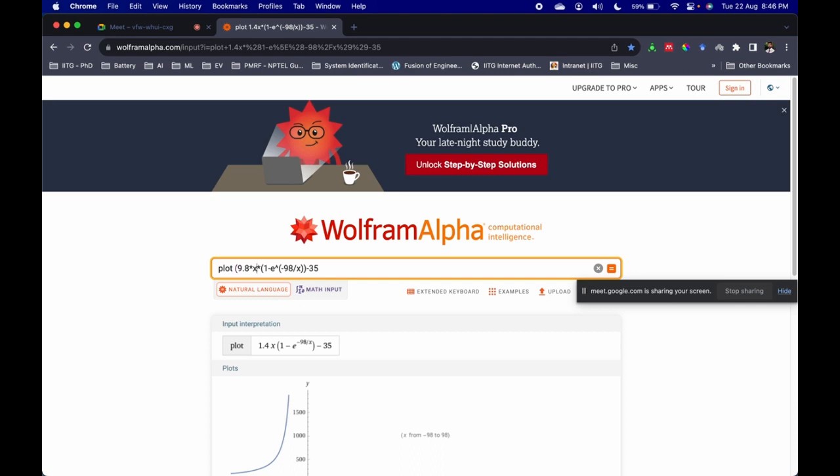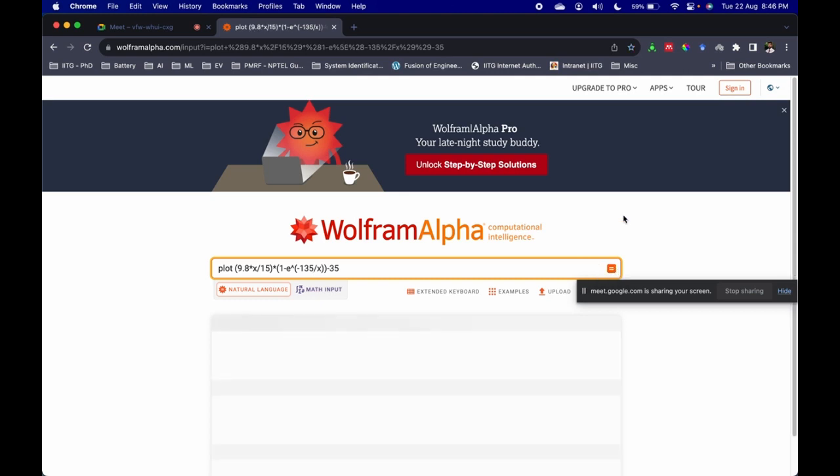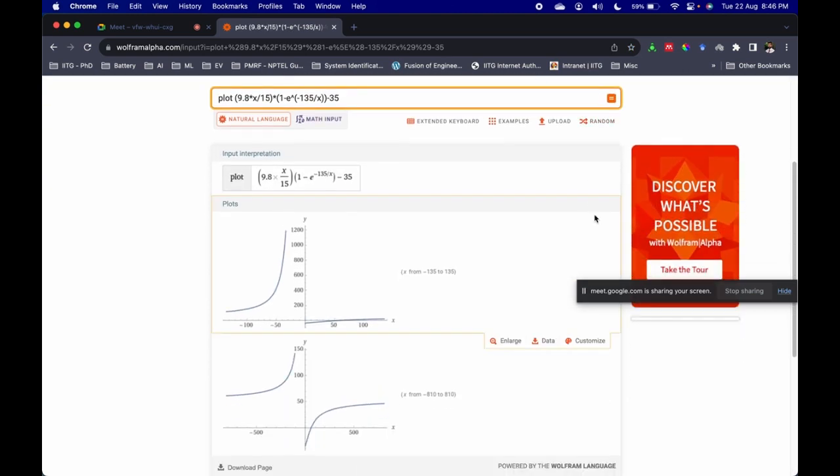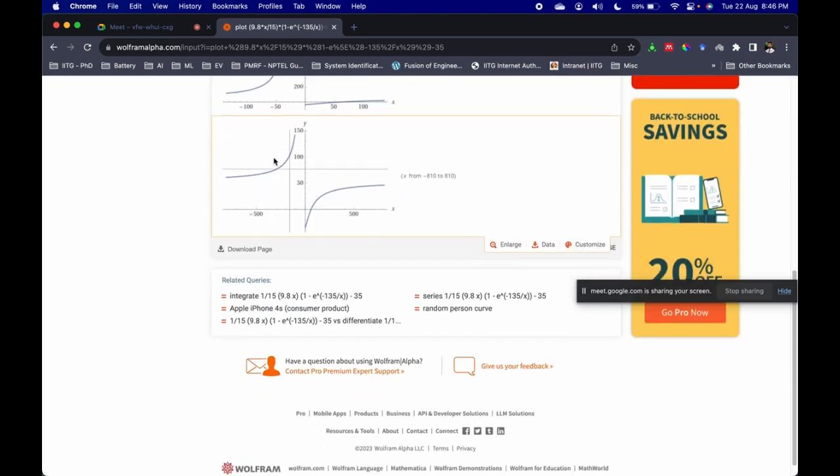X divided by 15, right? 135 divided by x minus 35. If you see, this is a discontinuous equation, and if you are given this without bracketing, the solution might never be found.